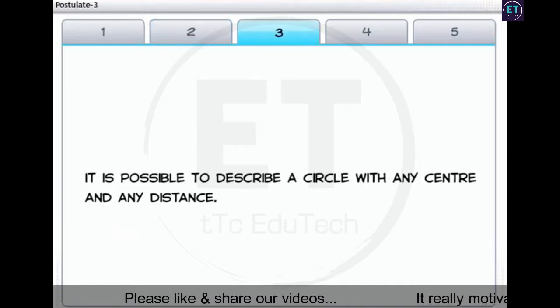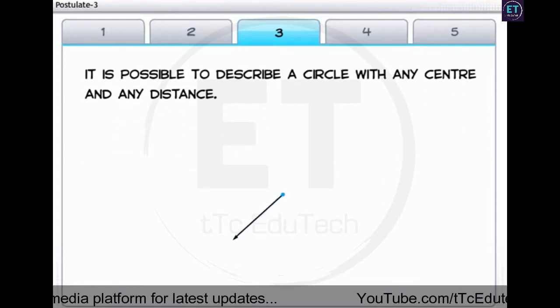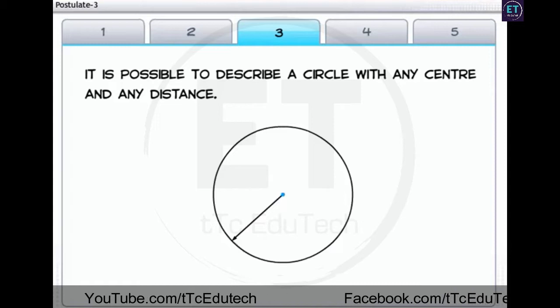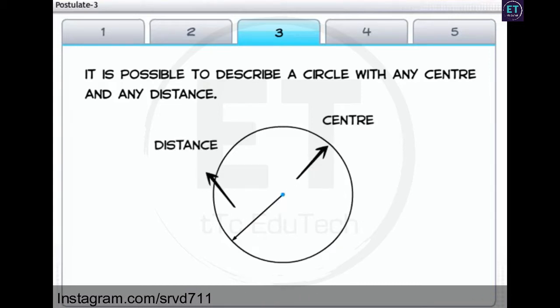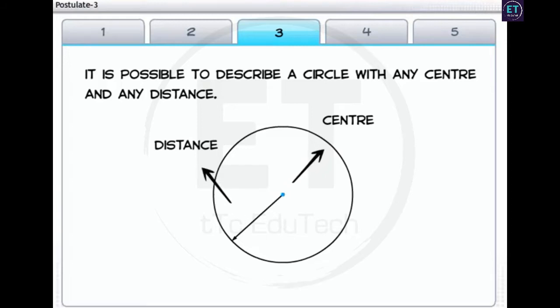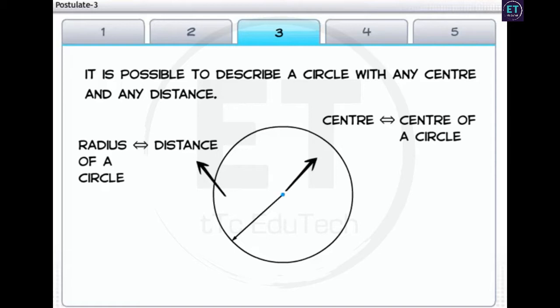The third postulate states that it is possible to describe a circle with any center and any distance. The statement can be described in 2 parts: the center and the distance. Here the words center and distance correspond to the center and radius of a circle.